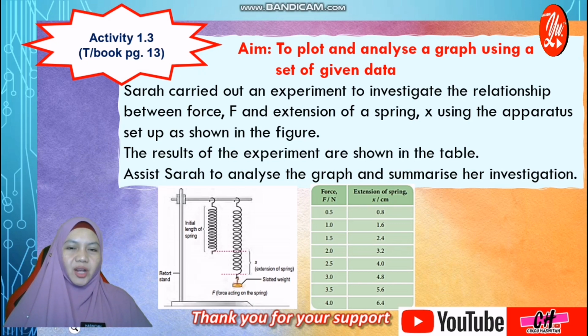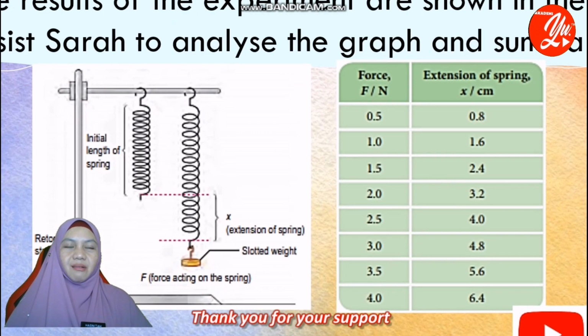First, let us check the apparatus and the results that we have here. You can see this is our spring. It is hung on a retort stand, given the initial length when there is no load hanging on it. And at the other side, this is what happens to the spring as we place a force, or a slotted weight, at the end of the spring. You can see the spring starts to extend, and the extension is given by X.